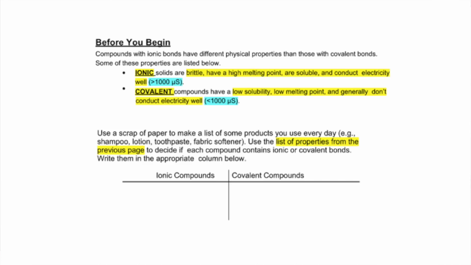Now read the Before You Begin section. It lists some of the properties ionic and covalent compounds have and specifically tells you how they differ in conductivity. Read and highlight and complete this section.